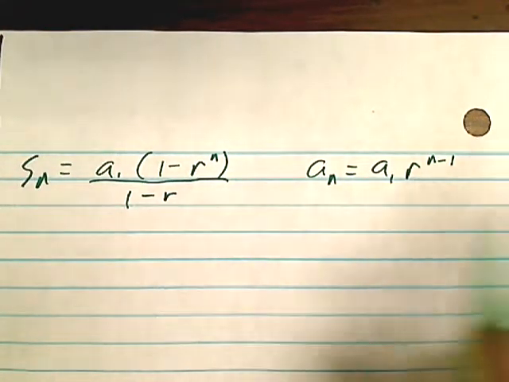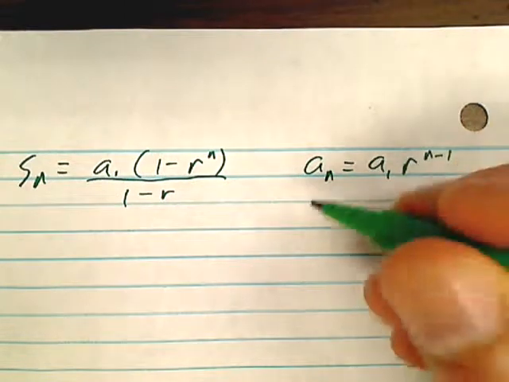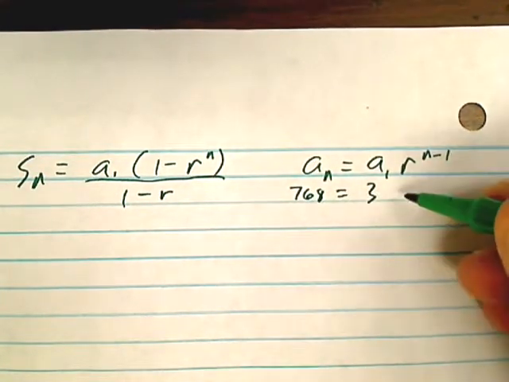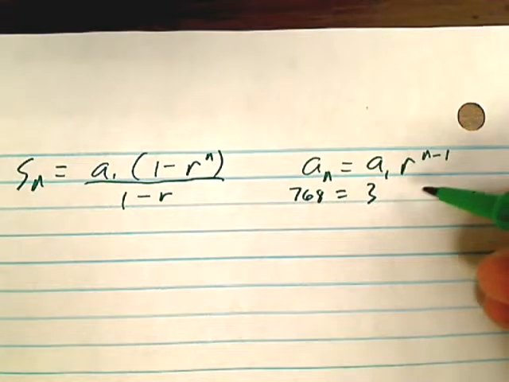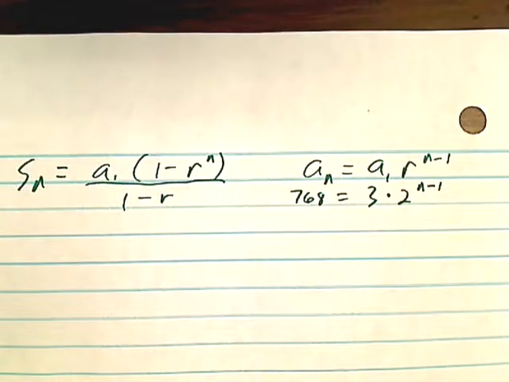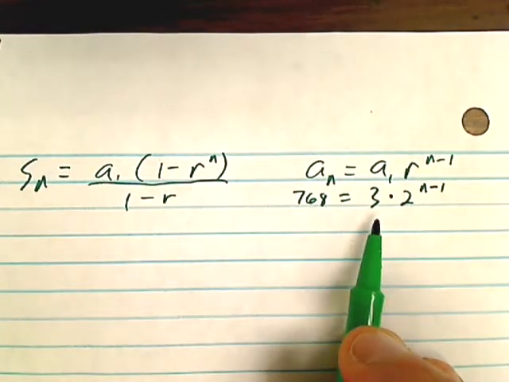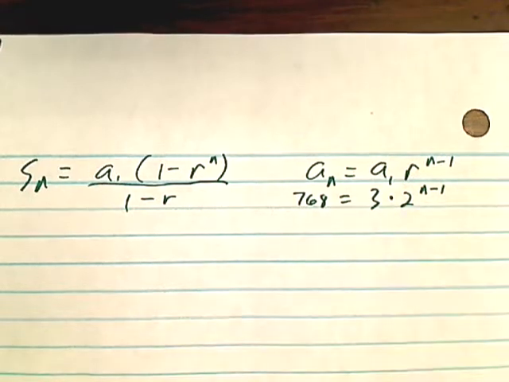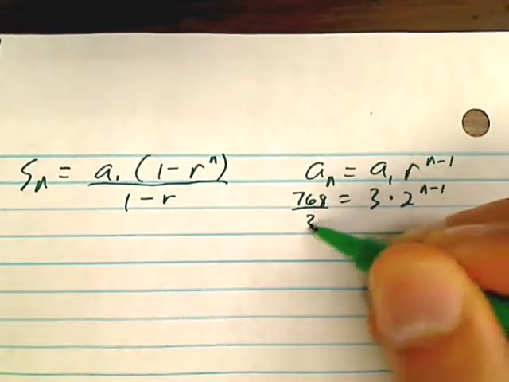Okay, I'm back. So we're going to start with this. The last term is 768. The first term is 3. The ratio, what are you multiplying by each time? 2. To solve this equation, you do exponents before you do multiplication, so you do the reverse of that when you're solving it. So divide both sides by 3.